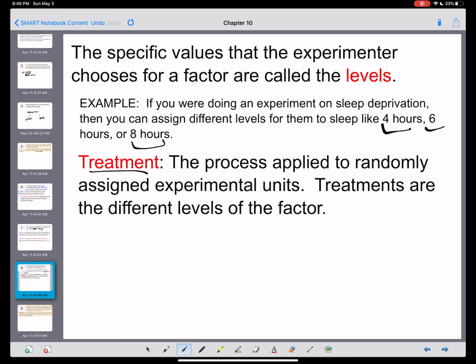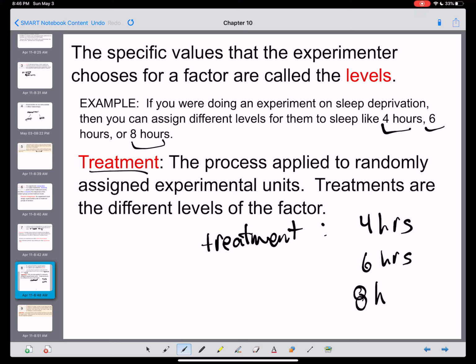Treatment is the process applied to randomly assigned experimental units. So treatments are the different levels of the factor. So in this example, our treatments would be 4 hours, 6 hours, 8 hours. And those are the things that I'm doing to people. I'm going to give them 4 hours of sleep, 6 hours of sleep, or 8 hours of sleep. That's my treatment. Okay? I'm treating them at different levels.